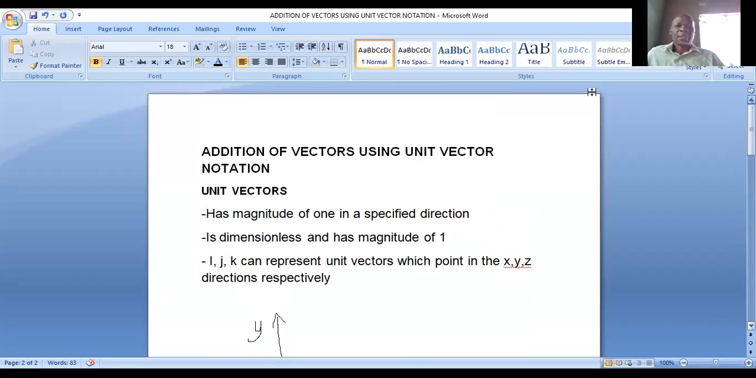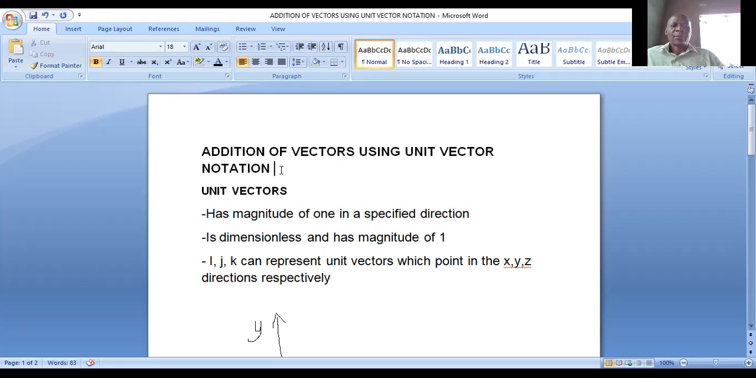It's very important that learners understand vectors, because vectors should be understood in terms of how we can add them as well as how we can multiply them. There are many methods of multiplying vectors, but for today, we'll just look at how we can actually add unit vector notation problems.